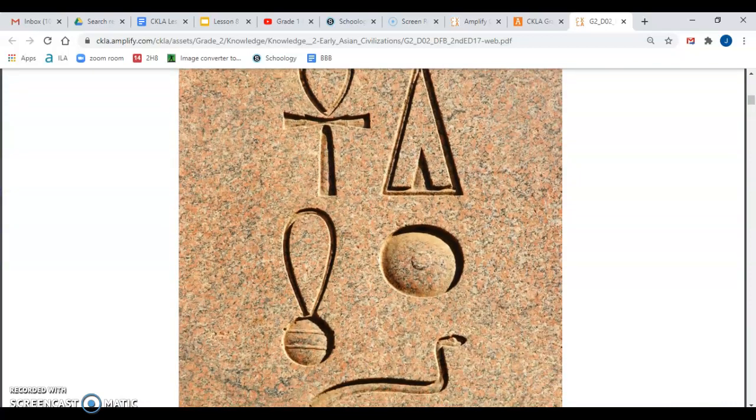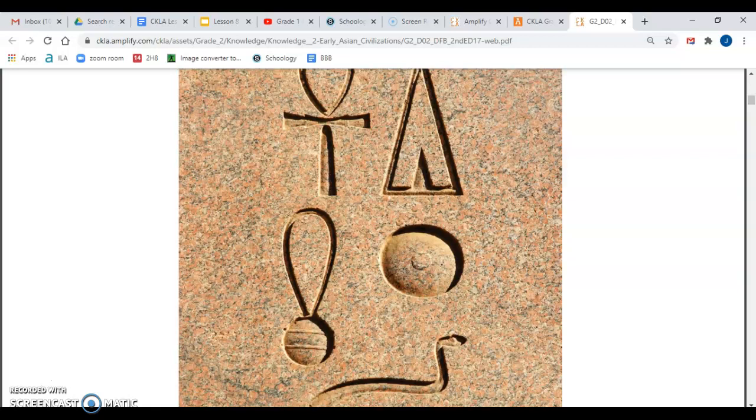Okay, look at this picture. I showed you some of these yesterday. Civilizations also had a system of writing. This is Egyptian, and we call Egyptian writing hieroglyphics. Hieroglyphics. Your turn. Hieroglyphics. That's what we call it. And it's a bunch of different pictures used by the people of Egypt.